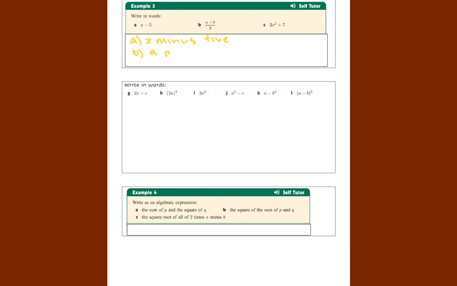A plus b divided by 3, or a plus b all divided by 3, or the sum of a plus b divided by 3. What we need to make sure we do is include the a plus b together. 3 times x squared plus 7, or 3 times x squared add 7. Lots of different ways. Okay, I'll leave that box there for you to do, and I'll go to the bottom and do these ones.